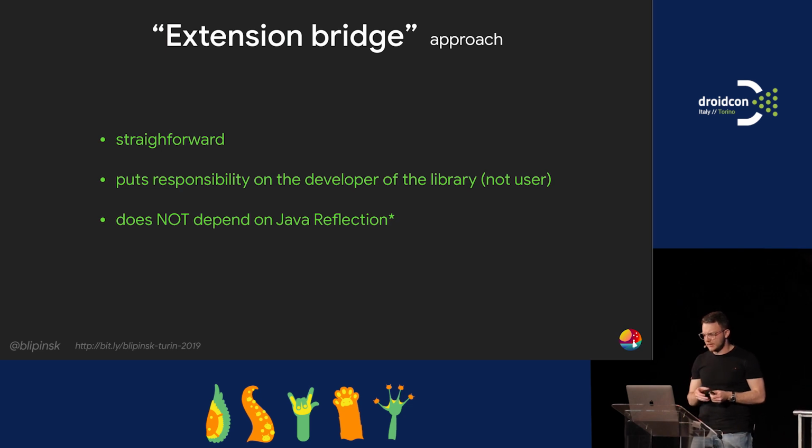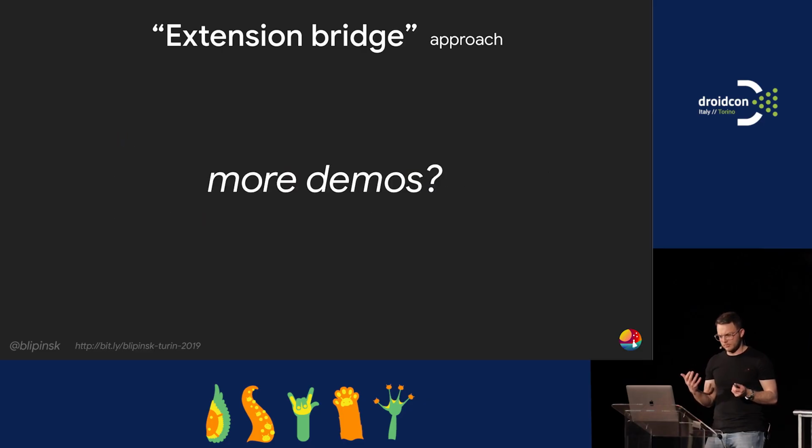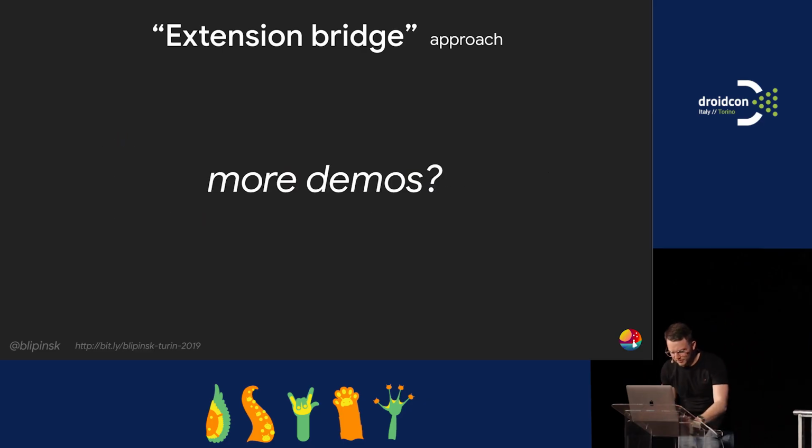So to summarize, this approach is much more straightforward, because it's as straightforward as the reflection bridge approach, because it also puts the responsibility of the proper usage on the developer of the library and not on the user of the library. And the last thing is that it does not use Java reflection, almost. Because I would like to show you some more demos of this.